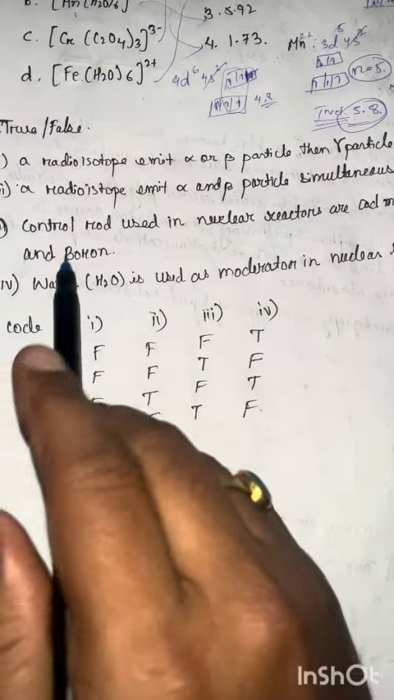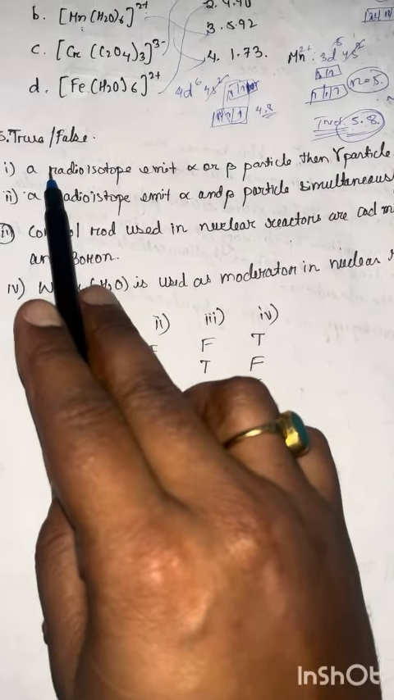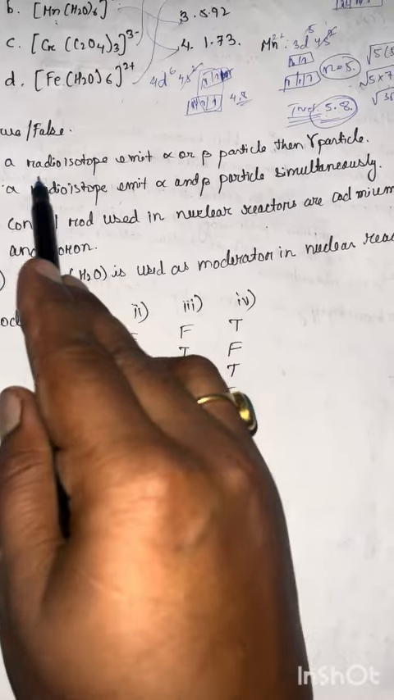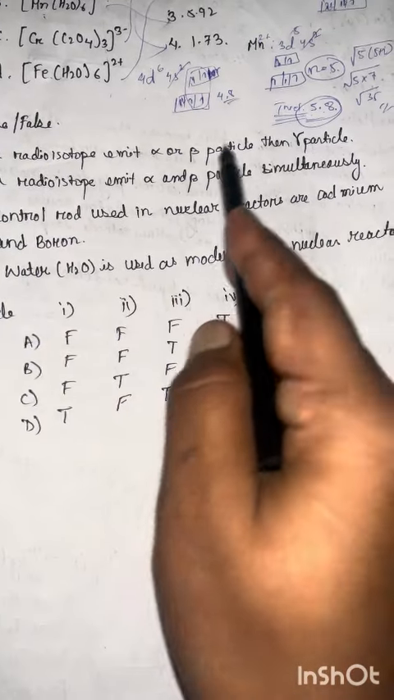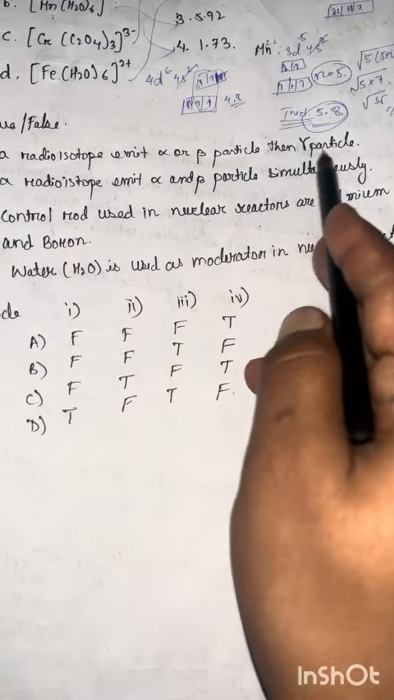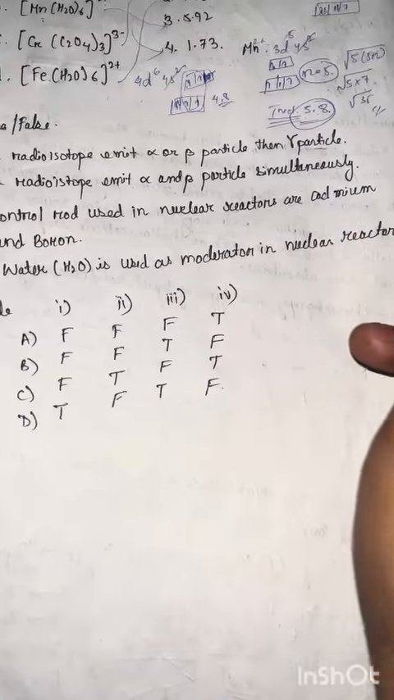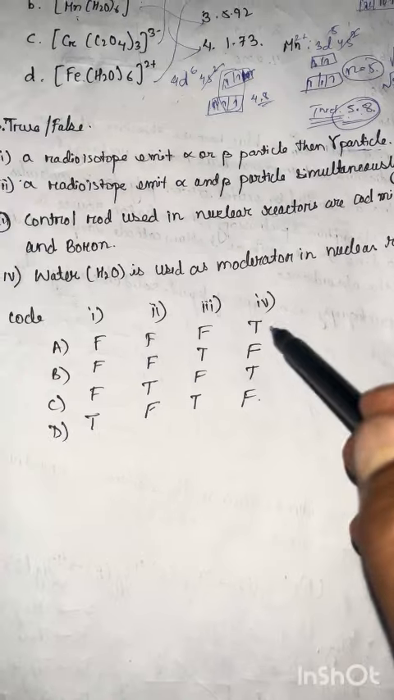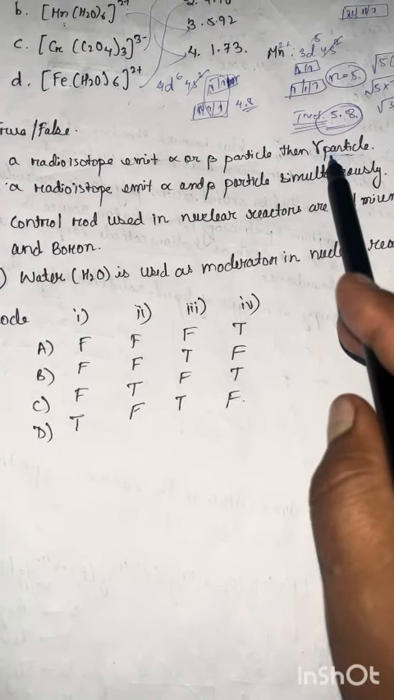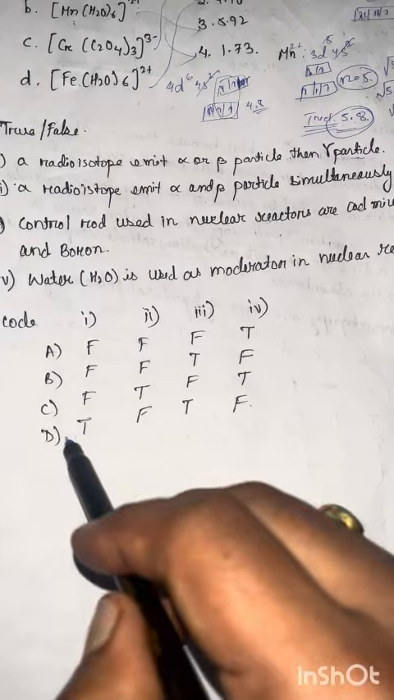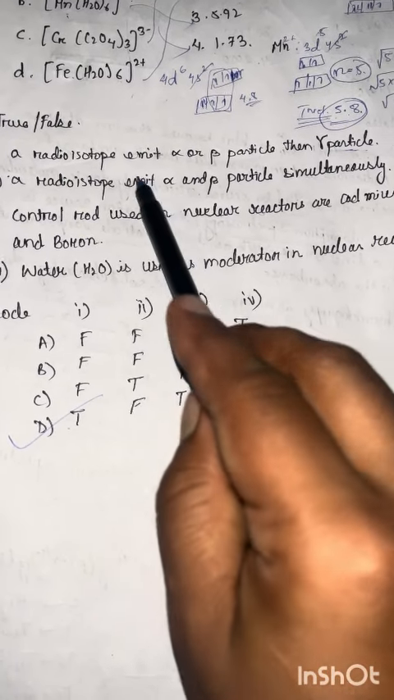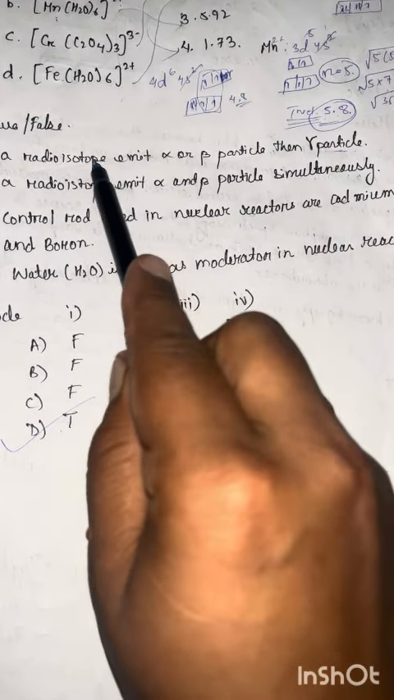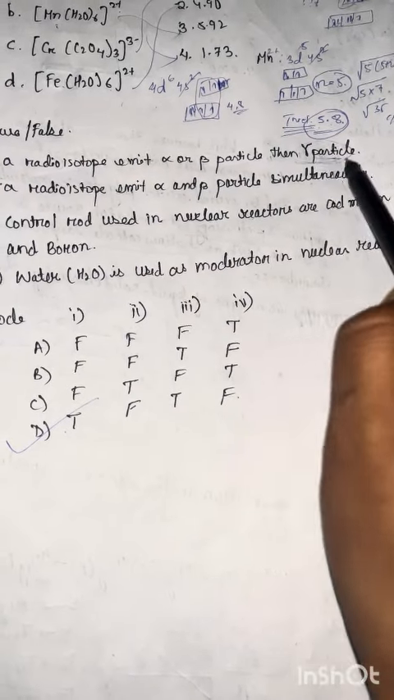Next you see a true or false. A radioisotope emits alpha or beta then gamma. Always remember, for radio always gamma, right? Yes, it emits alpha or beta also, then after that gamma: alpha, beta, then gamma, right? As we have seen in uranium also in disintegration, right? So therefore this is true. Next, alpha and beta simultaneously: it will also give gamma. Radioisotope means gamma. You should remember this link.